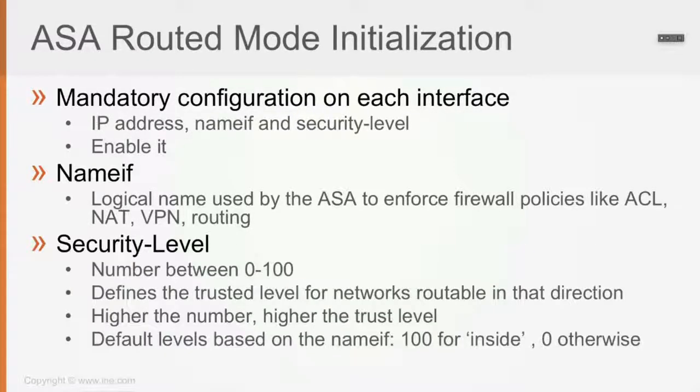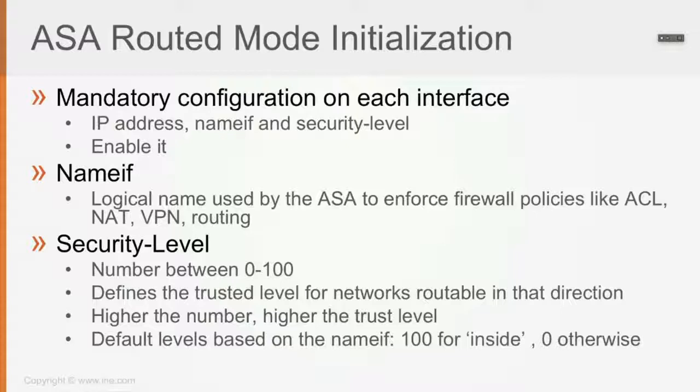And then a security level, it's a number between 0 and 100. You can put also 0 or 100. And it's going to define a default trust level for networks routable in that direction. So each interface needs to have a security level, a number in that range, and the higher the number, the higher the trust level.